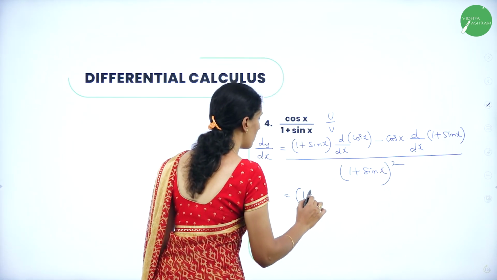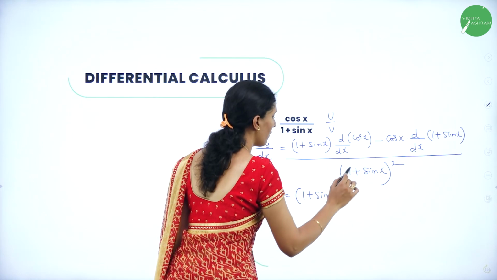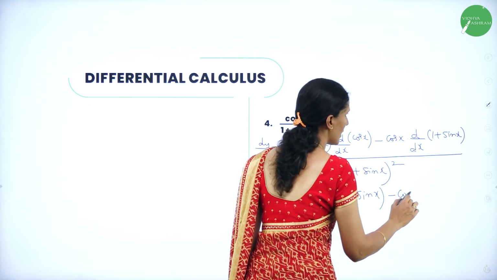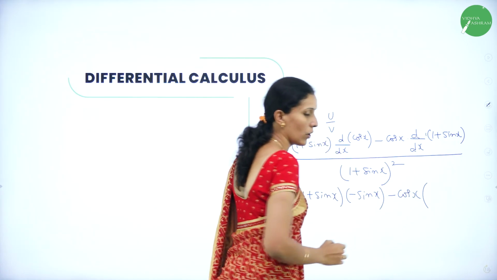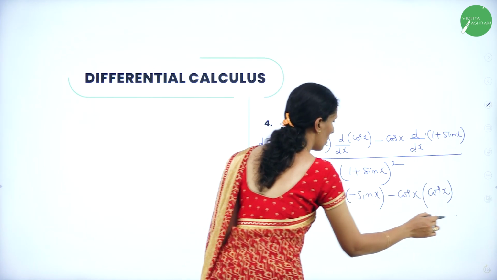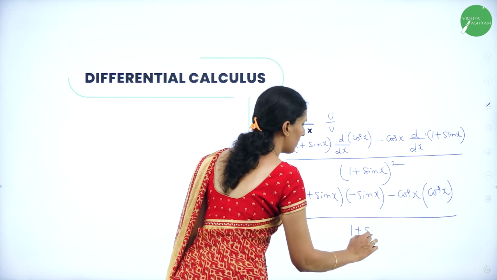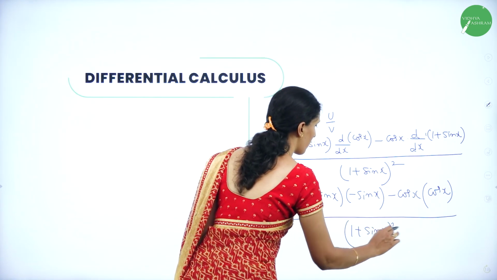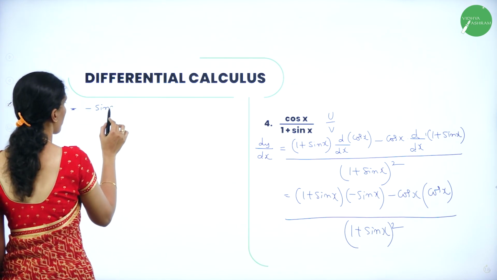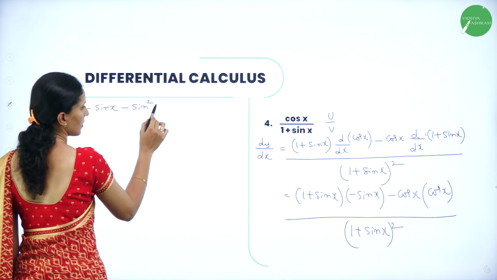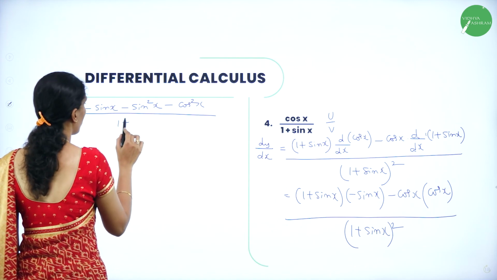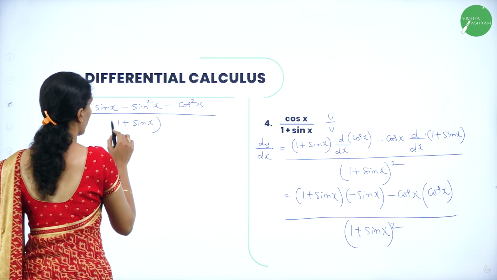Now the first factor is 1 plus sin x. Derivative of cos is minus sin x. And here we have cos x. Derivative of 1, which is a constant, is 0. Derivative of sin is cos x, whole divided by 1 plus sin x whole square. Now here we can multiply this as minus sin x minus sin square x minus cos square x, whole divided by 1 plus sin x whole square.